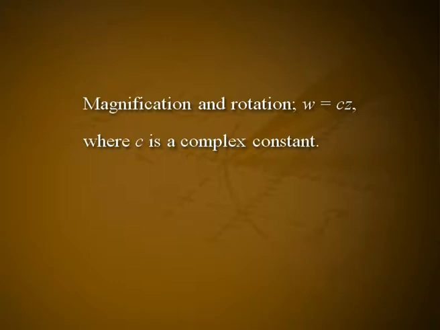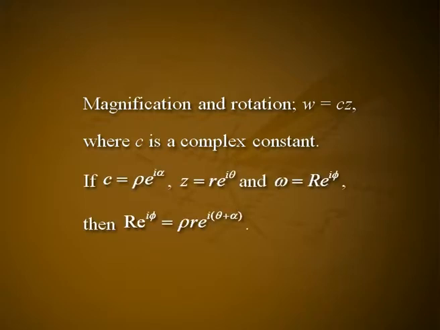Second one, magnification and rotation, w is equal to c into z, where c is a complex constant. If c is equal to rho e raised to i alpha, z is equal to r e raised to i theta, and w is equal to r e raised to i phi, then r e raised to i phi is equal to rho into r into e raised to i into theta plus alpha. Thus, the point p (r, theta) in the z plane is mapped onto the point p dash (rho r, theta plus alpha) in the w plane.